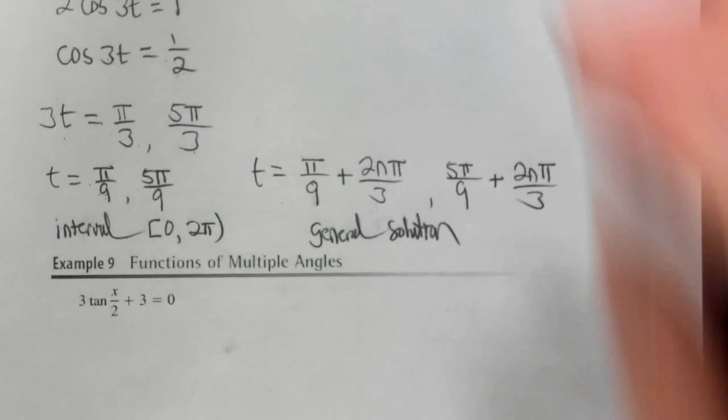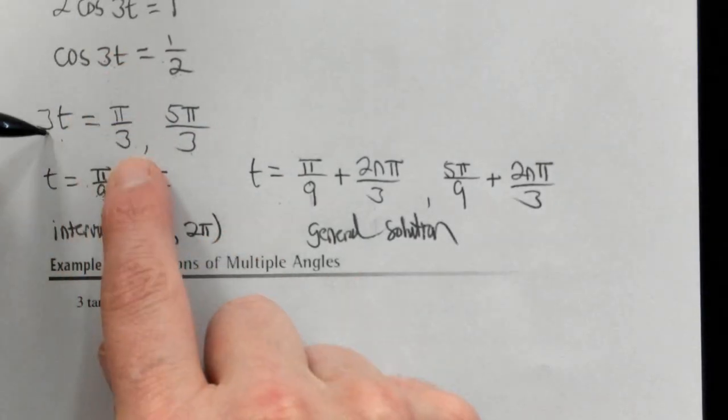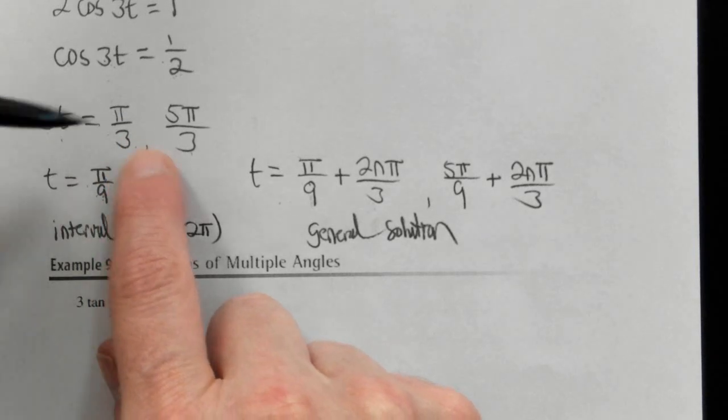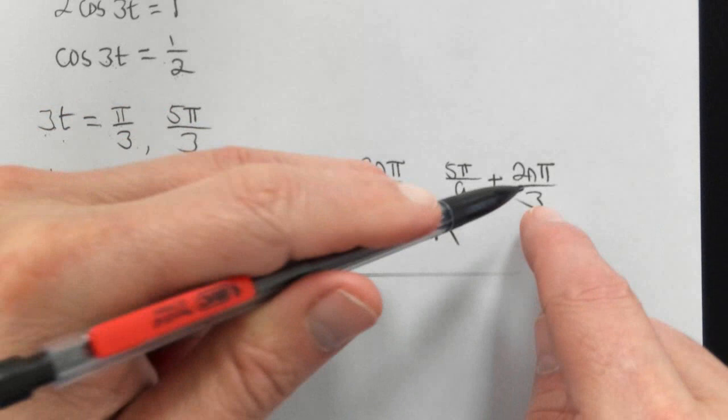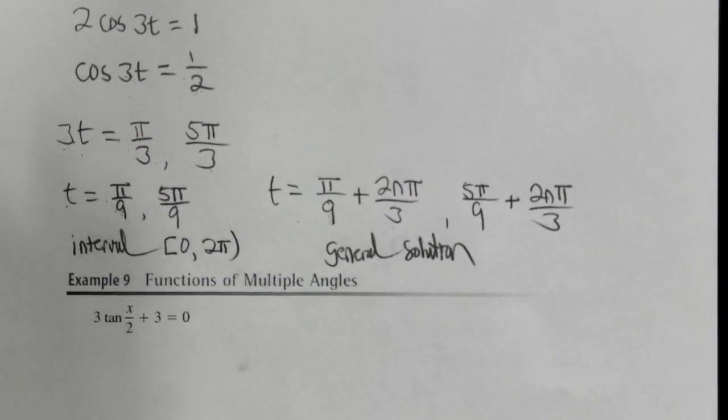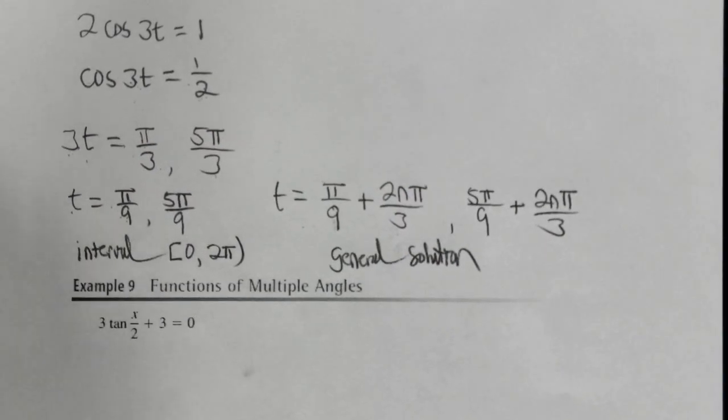All right, so like I say, with these multiple angles, once you get to here, whatever adjustments you have to make to solve for the t, you got to make sure you make that same adjustment to the general solution, to the period, to keep it equal. All right, so that's what we're looking at there.